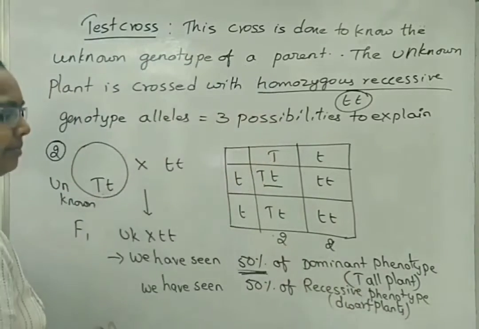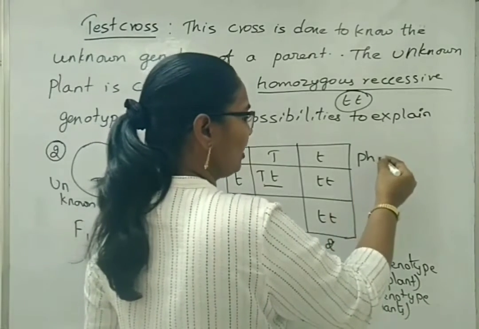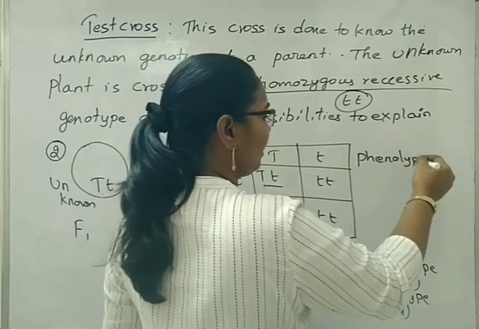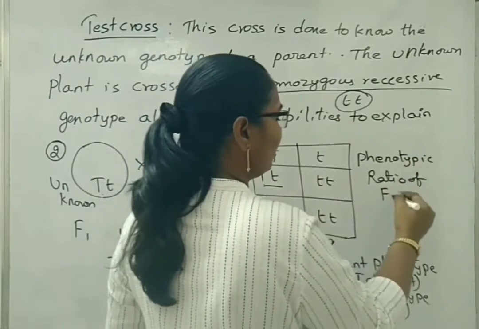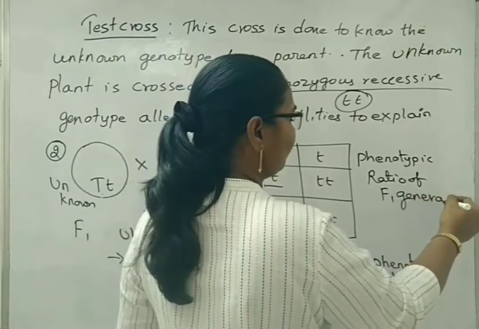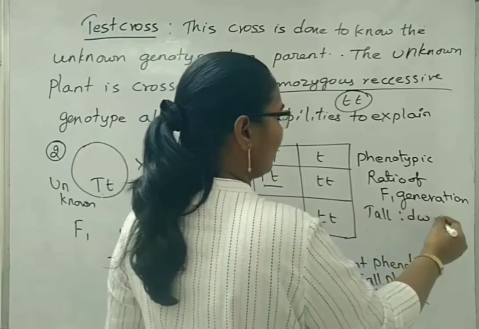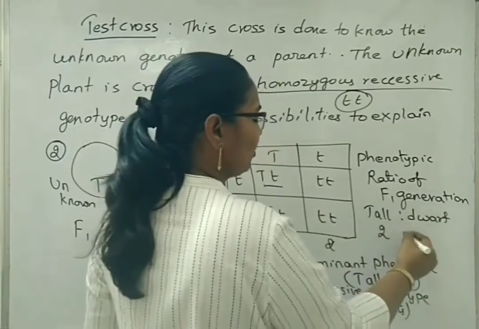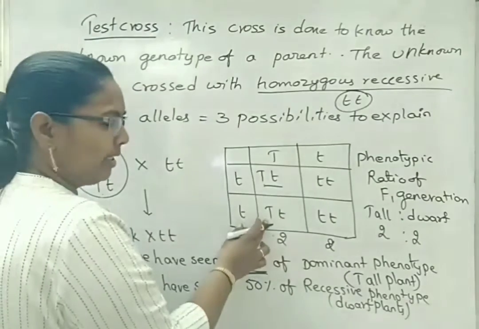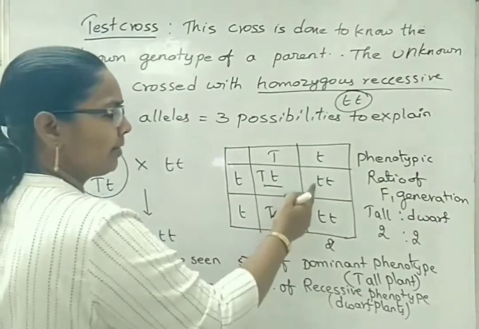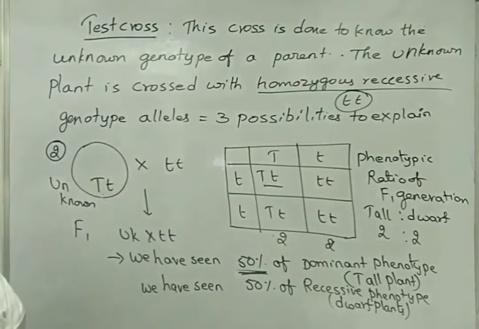Dwarf plants. If we write the phenotypic ratio of the F1 generation, we can write tall is to dwarf, 2 is to 2, because the number of obtained offspring with the dominant allele is 2 in number. That only we are writing here and expressing in the phenotypic ratio also.